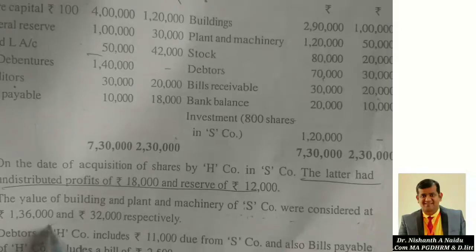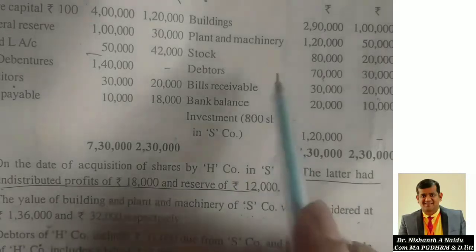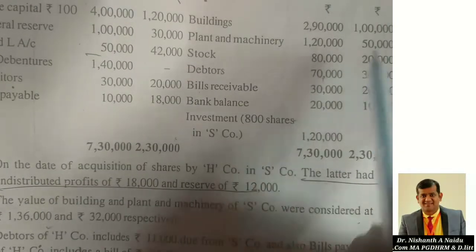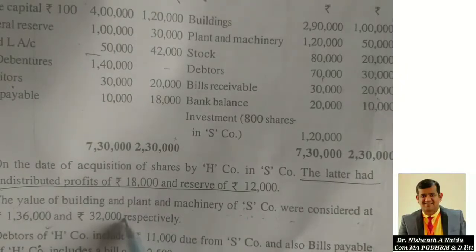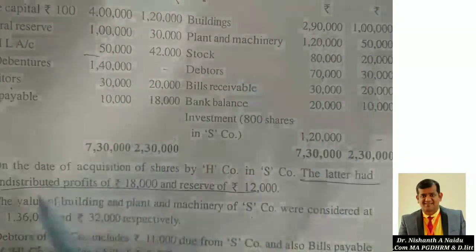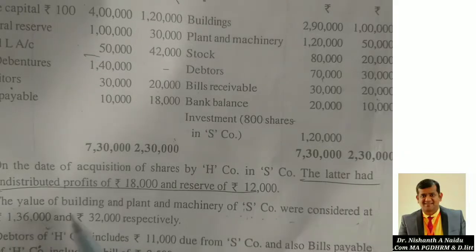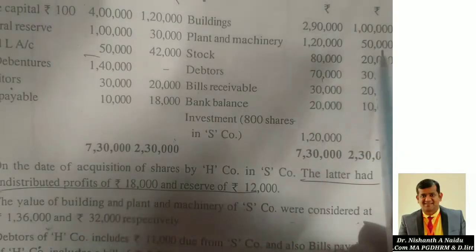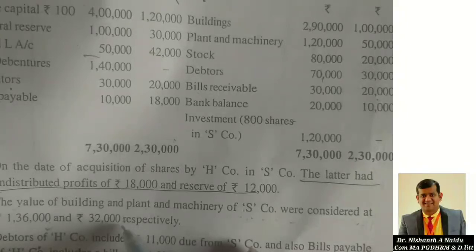So now it is 1,36,000. In the same way, plant and machinery was 50,000 and now it is 32,000. So in case of building, 36,000 rupees has been increased. In case of plant and machinery, 50,000 is there and the closing balance of 32,000 he has given, so 18,000 rupees has been decreased.